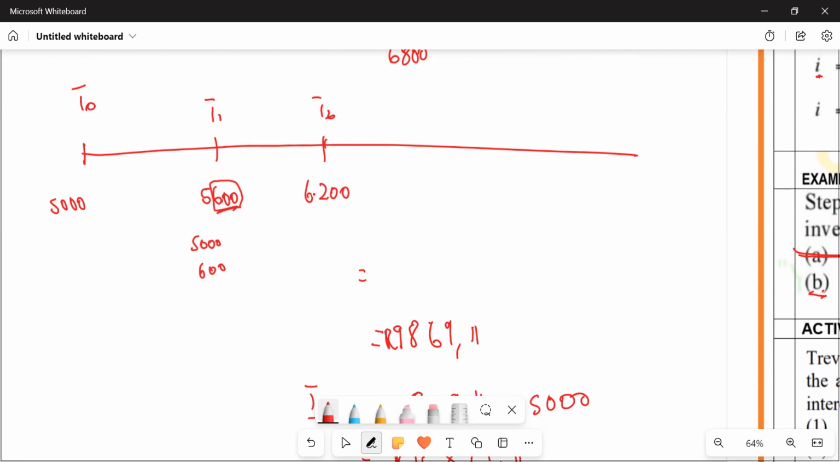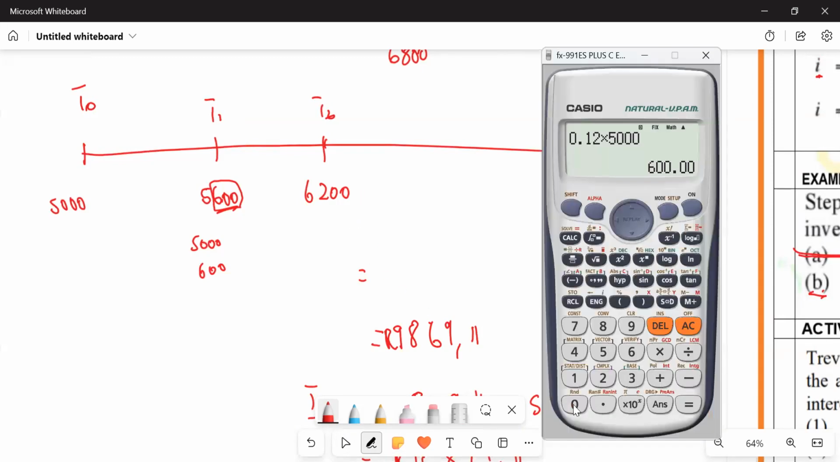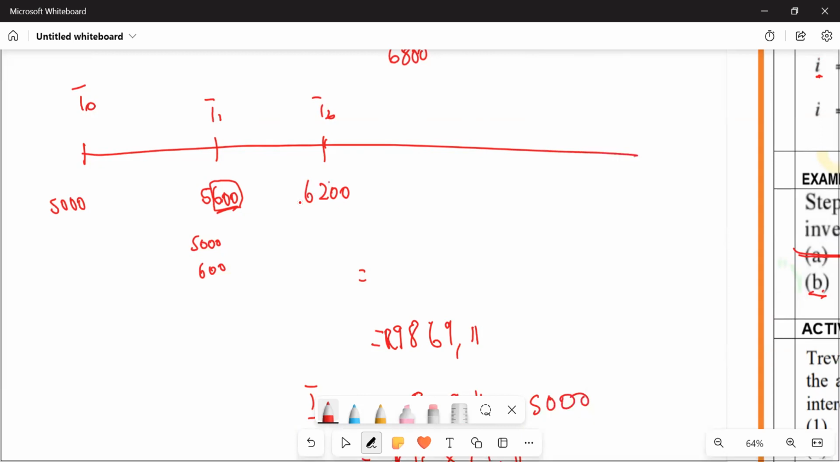you're not going to have 6,200 because you still have to give us the interest for 600. What is the interest for 600? You say 12% of 600. So you say 0.12 multiplied by 600. You get what? 72. So when you go to month number two, you're going to get 6,272. That is the amount that is going to be in the bank account.